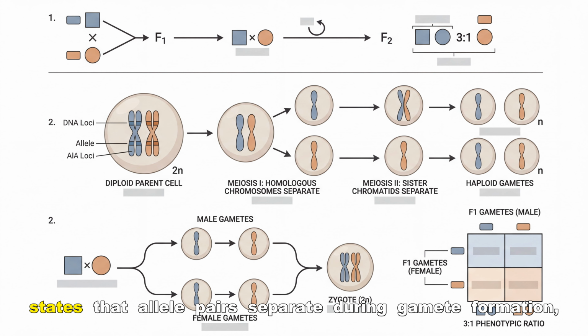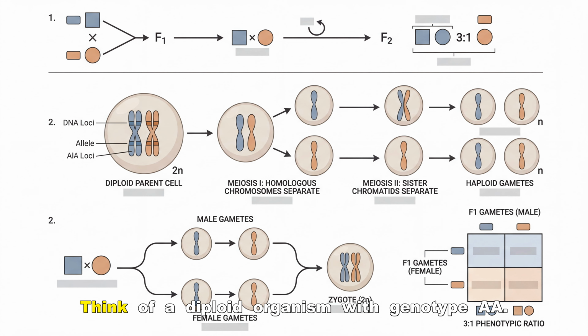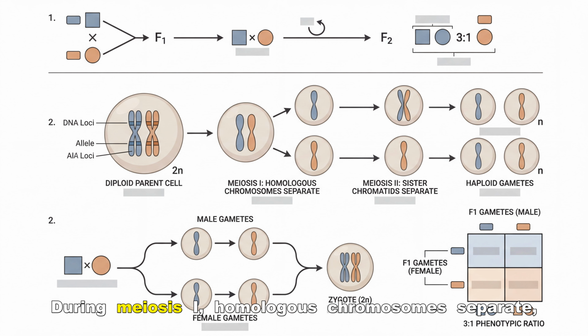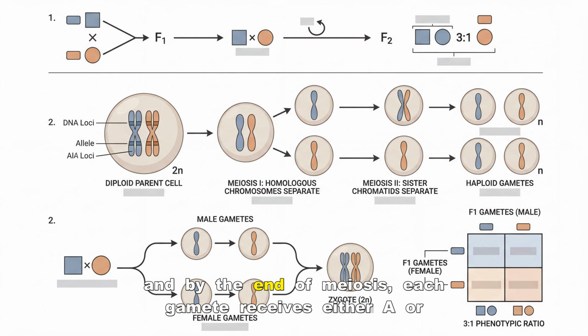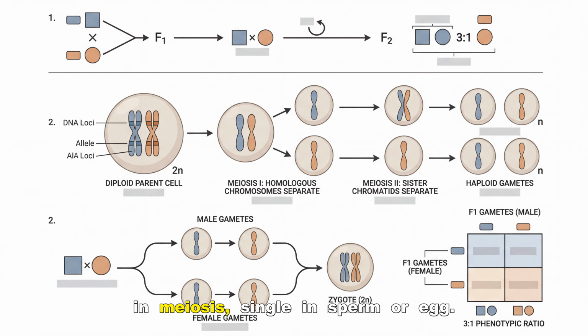Mendel's law of segregation states that allele pairs separate during gamete formation, so each gamete carries only one allele for each gene. Think of a diploid organism with genotype Aa. During meiosis I, homologous chromosomes separate, and by the end of meiosis, each gamete receives either A or a, never both. A helpful mnemonic is: separate in meiosis, single in sperm or egg.